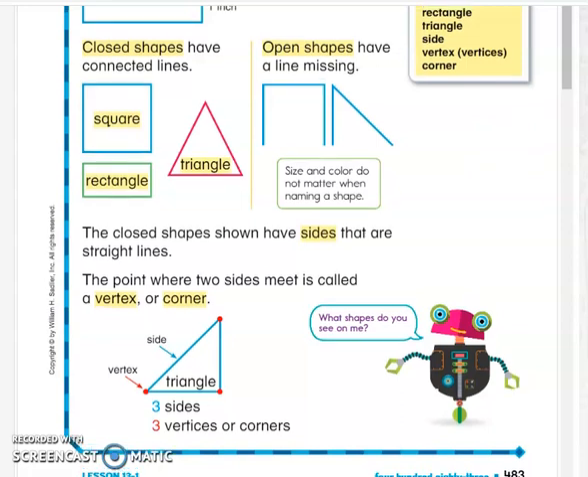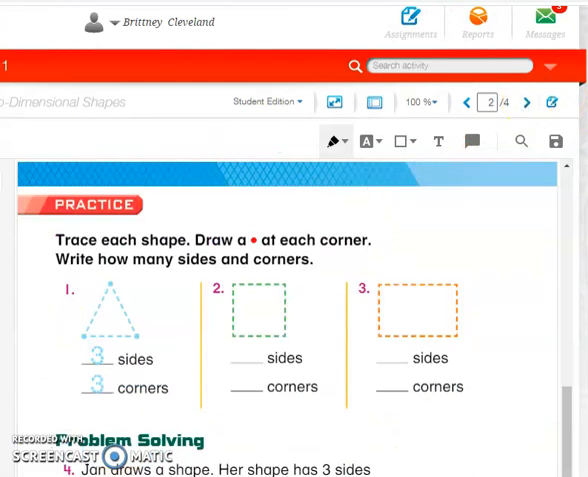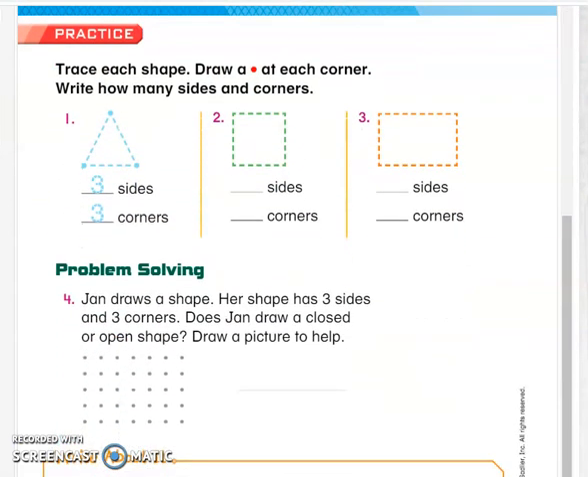All right, let's go ahead and turn over, and I'm going to flip the page up here to page 484, and we're going to do some more practice problems together. All right, number 1 says trace each shape. Draw some sort of dot at each corner and then write how many sides and corners. So for number 1, you guys can do this with me. I'm going to trace it and I'm going to count my sides as I trace it.